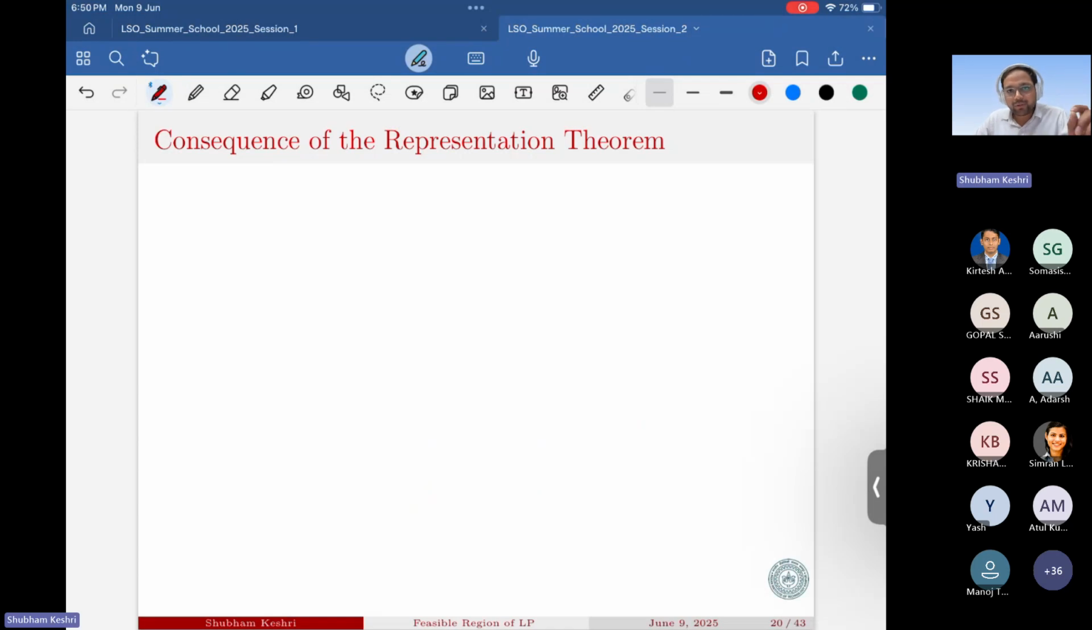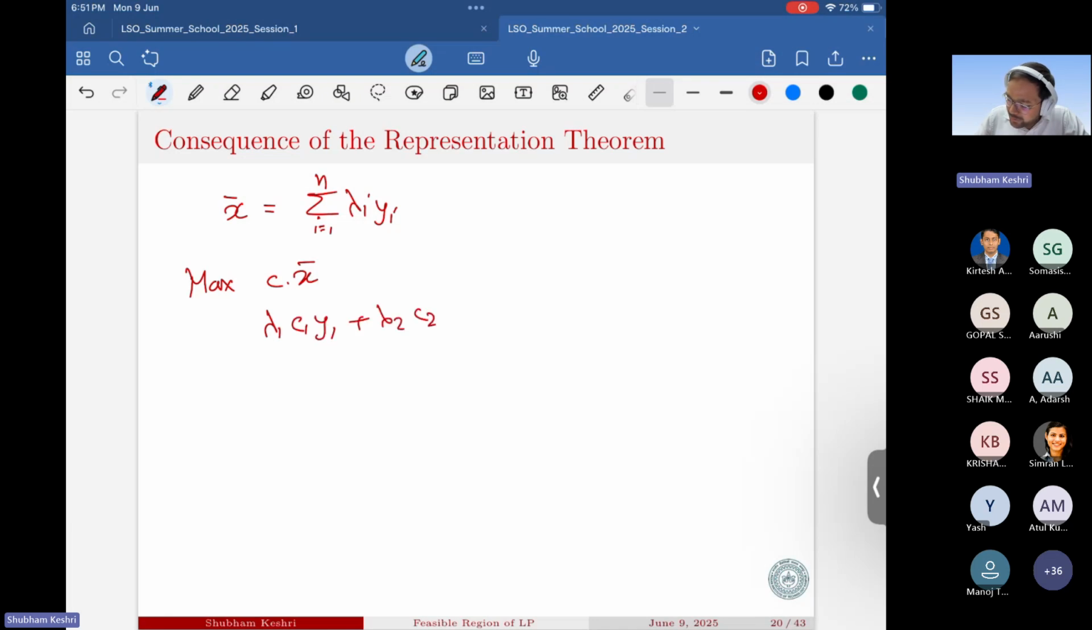I did not get your question. I will repeat once more. If you don't understand, please tell me. You see, what we are saying is we can represent any feasible point as the summation of lambda i yi, i equal to 1 to n. Now, what is the objective function? The objective function is written as C times x bar, right? So this is also x bar. Now C times x bar gives lambda 1 C1 Y1 plus lambda 2 C2 Y2 plus dot dot dot lambda n Cn yn.